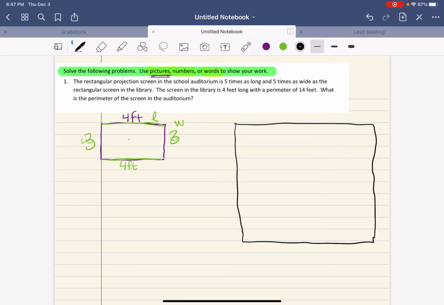Okay, so we know, let's highlight. We know the rectangular projection screen is 5 times as long and 5 times as wide as the screen in the library. So we're going to break up our picture into 5. The length is going to be broken into 5, and the width is going to be broken into 5. So the width, we have 3 for each piece. There's 5 3s, so that's 5 times as long as what we have here.